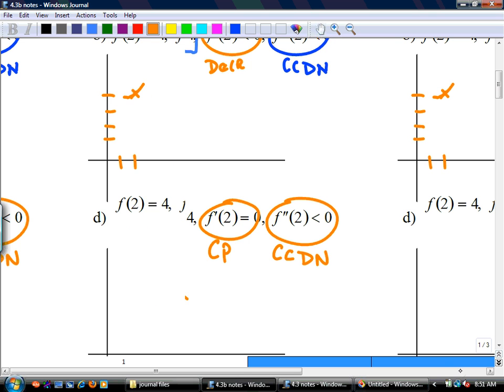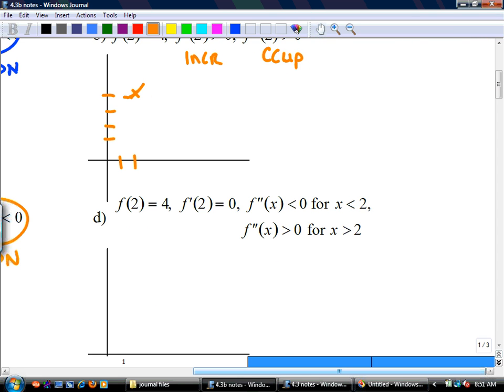Okay, what's D? It is a critical point. You're going horizontal for a second, but to the left of that point, you're concave down, and to the right of that point, you're concave up. So go horizontal for a split second, but to the left of it, you're concave down, and to the right of it, you're concave up.